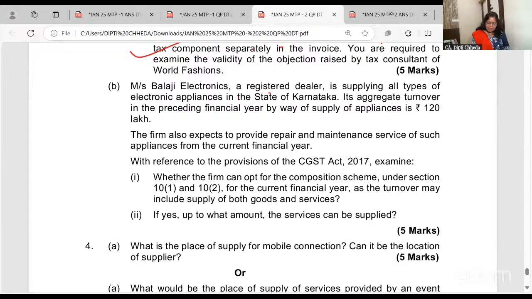Balaji Electronics is supplying all types of electronic appliances. Aggregate turnover is 120 lakhs. The firm also expects to provide repair service. Section 10(2A): 150 lakhs से कम है तो, for supply of goods you are eligible. Whether composition can opt? Yes, they can. They are selling TVs and all, but definitely repairing will come, so they'll have to do that service, but the value should not exceed 5% of the last year's turnover, right?